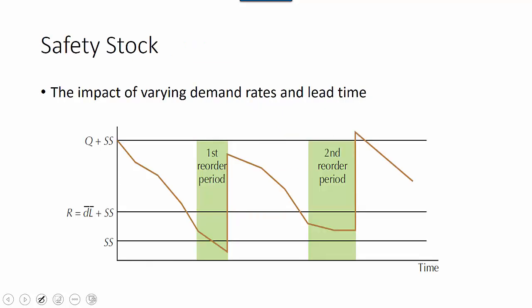So you can see our model has changed slightly. Our line here is no longer a straight line. Remember, before, this was a straight line. When we hit the reorder point, it would take us out to lead time and our parts would come in. Again, this is for Q units. Both of these lines here are for the same amount.